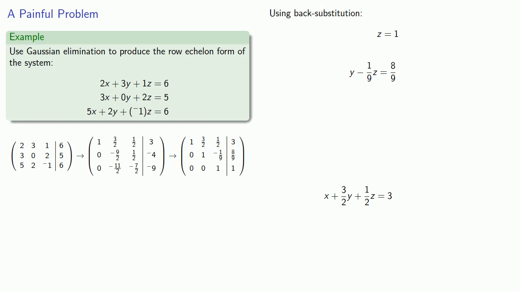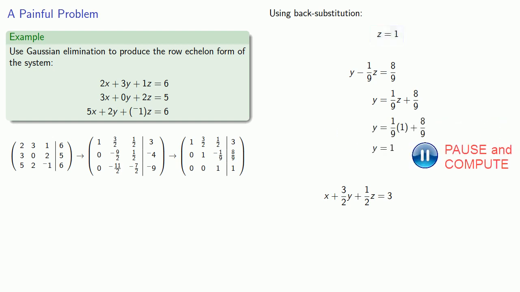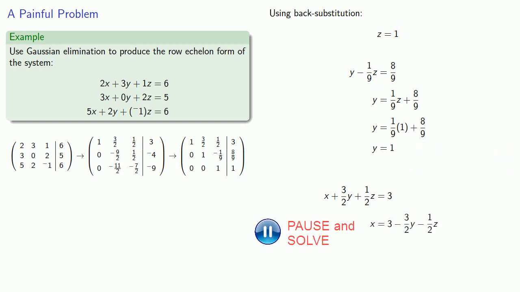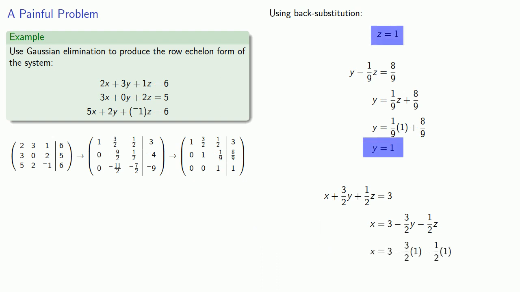And now we can try solving our system of equations through back substitution. Starting with the last equation, z equals 1, we'll solve that for z. There it is. Our next to last equation, y minus 1 ninth z equals 8 ninths, we'll solve that for y, substitute in our value of z, and find that y is equal to 1. And our first equation, we'll solve that for x, substitute in y and z, and solve for x. And this gives us our solution, x equals 1, y equals 1, z equals 1, or as a vector, 1, 1, 1.